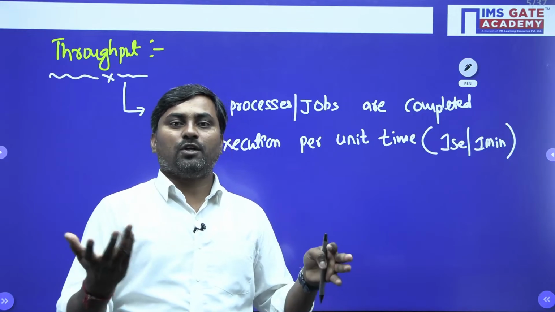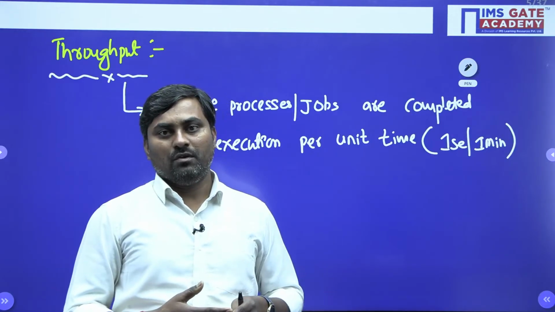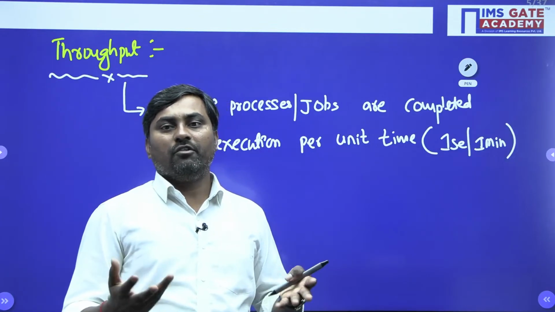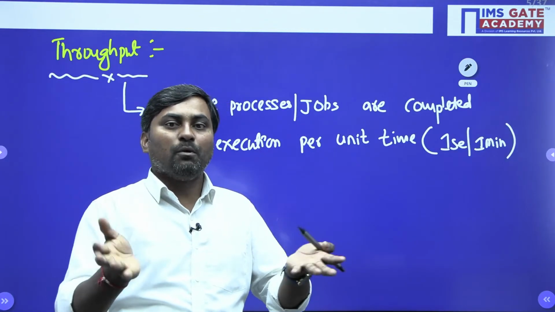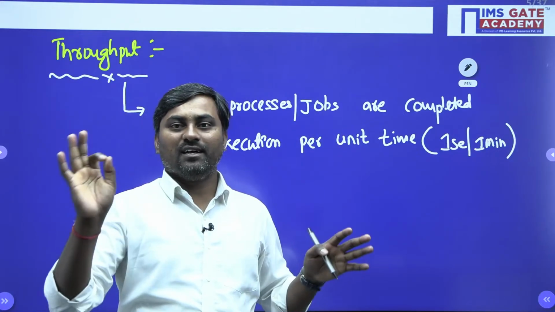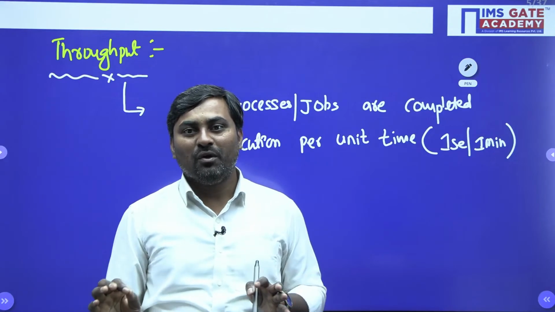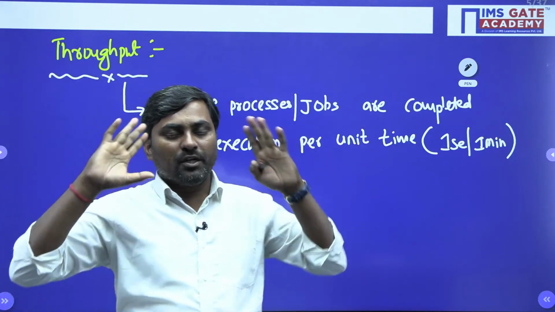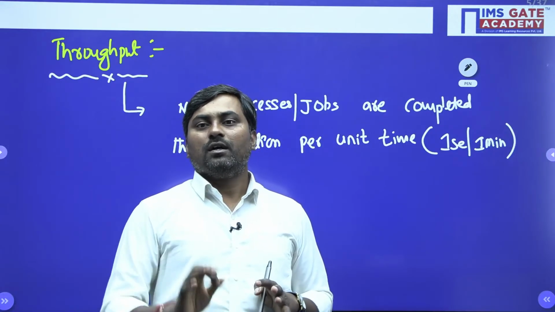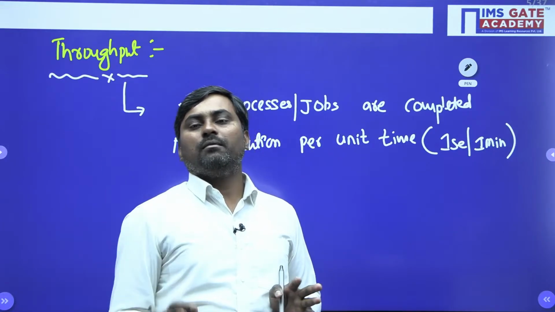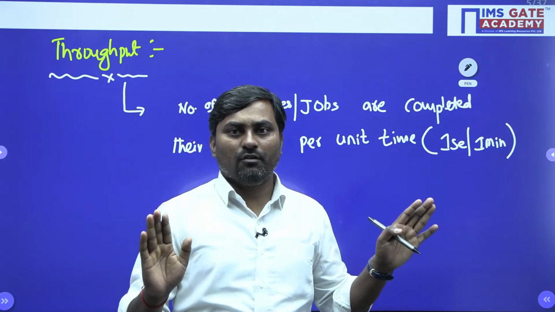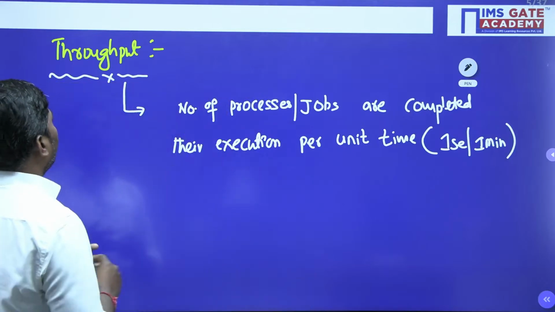Or especially if I talk about a magnetic disk, if I want to know the throughput of this disk, very simple: how many bytes the disk is able to transfer per unit of time. I hope the term throughput is clear. Wherever you see the word throughput, simply see how much work is being done per unit of time. It is the amount of work done per unit of time by the system or resource. It's simple. Is it clear, all of you? So this should increase.